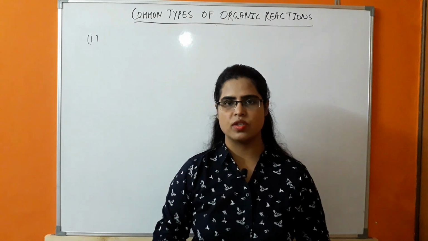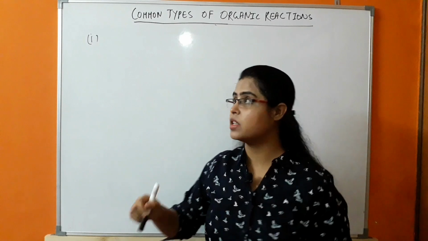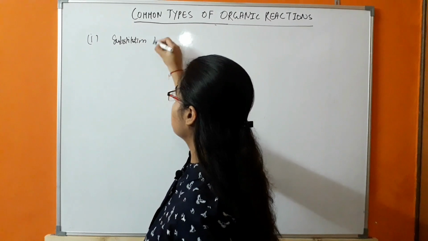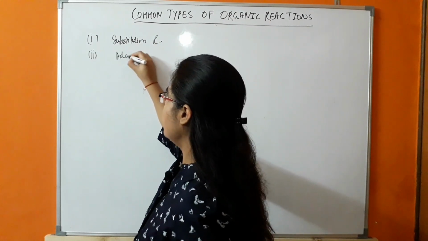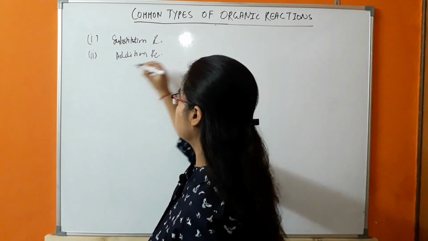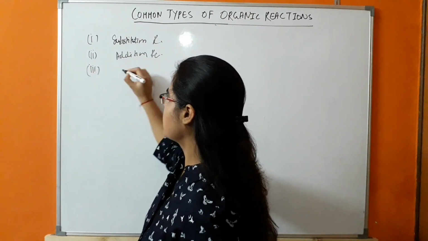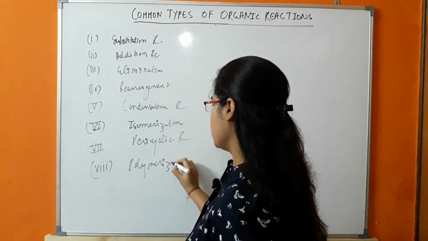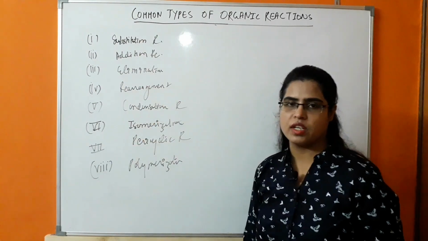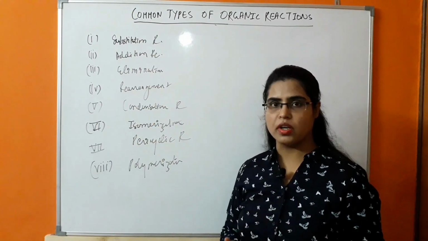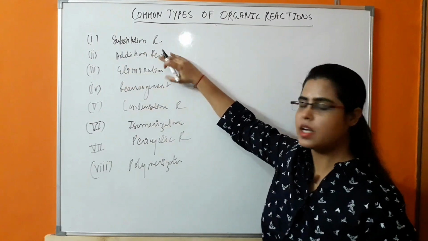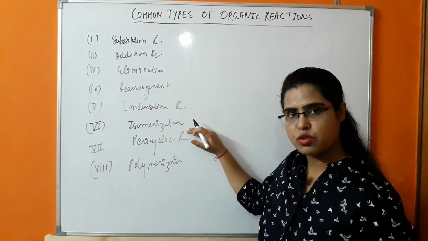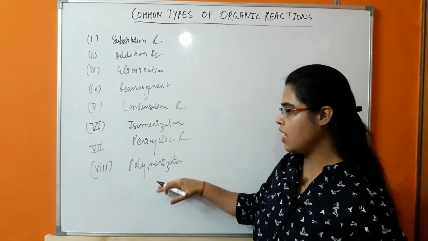All types of organic reactions are broadly classified into 8 types. First is substitution reaction. Second is addition reaction. Third is elimination reaction, and then polymerization reaction. So these are the broad classifications of all types of reactions shown by organic compounds: substitution reaction, addition reaction, elimination reaction, rearrangement, condensation reactions, isomerization reaction, pericyclic reactions and polymerization.